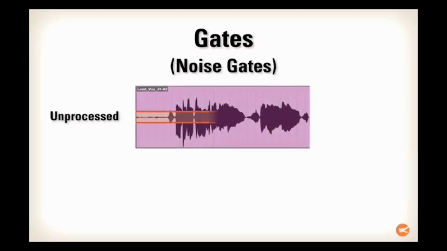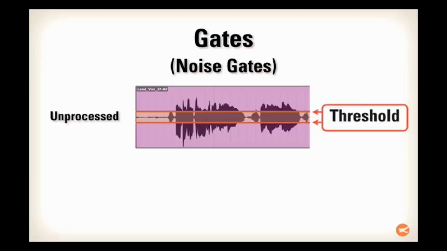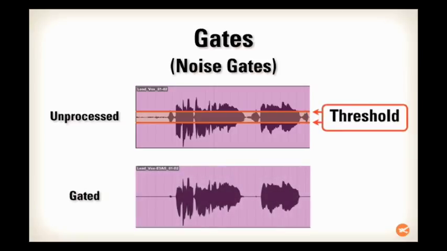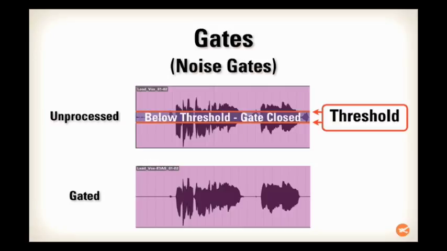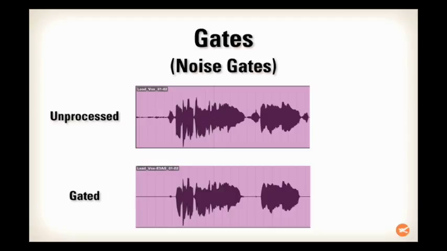Gates, often commonly referred to as noise gates, make quiet sounds quieter by only allowing signals above the user-defined threshold to pass through. When the signal passes through by reaching a set threshold, the gate is said to be open. When the signal level is below the threshold, the gate is closed and cannot pass through. Also, it is important to understand that noise gates do not eliminate noise. They just hide it when the gate is closed and let it through when the gate is open.